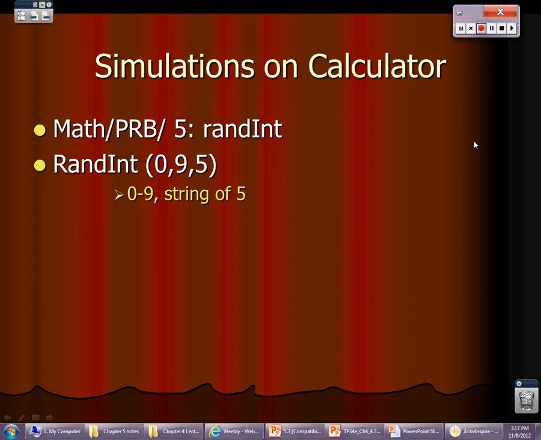If you don't like using the random number table in the back of the book, you can also use your calculator to run these simulations. We simply select Math, over to PRB, option 5, Random Integer. I'm going to select the numbers from 0 through 9, and then how many numbers do I want? In this case, it would be a string of 5. The calculator will output 5 numbers that could represent having a boy, having a girl, ice cream, completing a pass, not completing a pass.